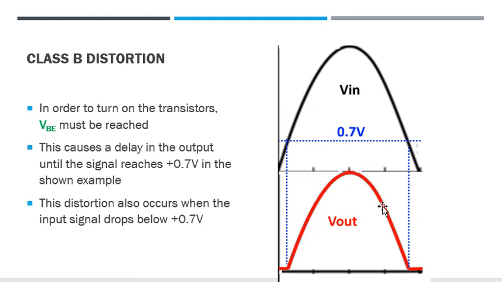It comes down, the input starts coming down, it hits 0.7 volts, and the transistor stops conducting. When it stops conducting, our output goes to 0. So we have this little time frame where nothing happens, it starts conducting, it stops conducting, and nothing happens.